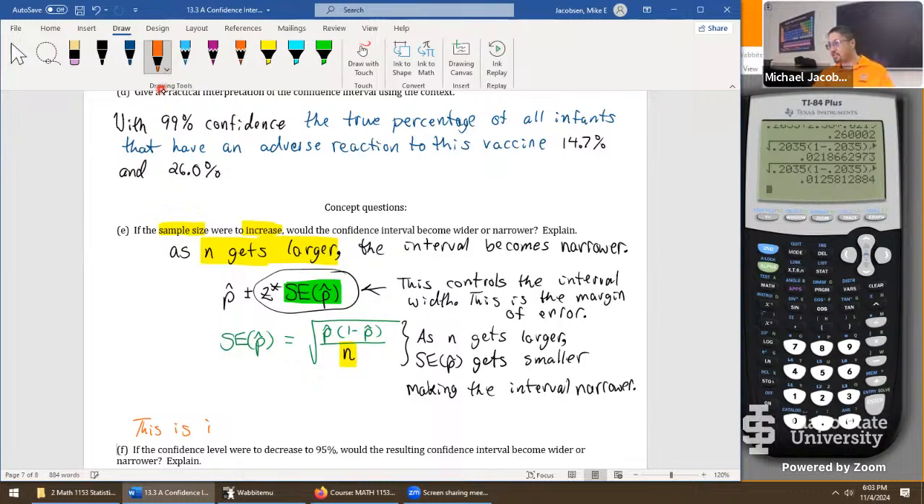So this is good in the sense that the larger n is, the smaller, let's say it the way you said it, the margin of error is.